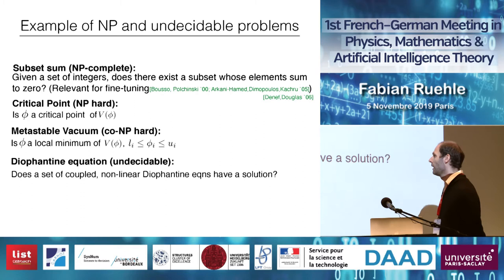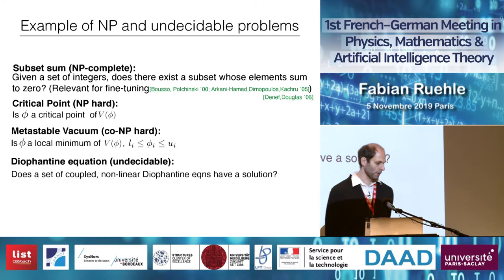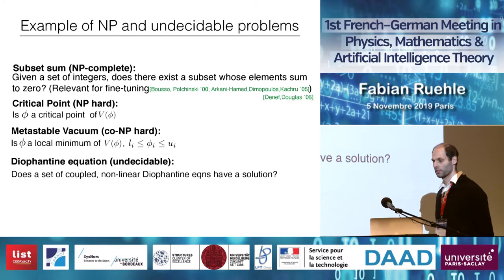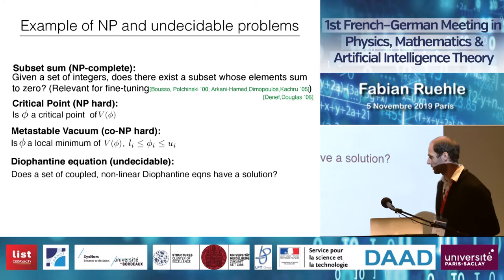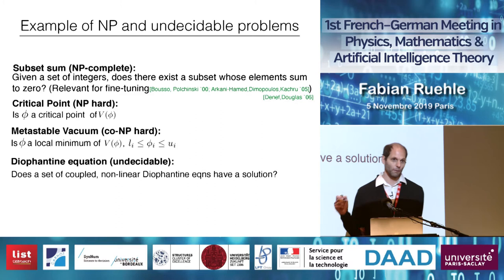And then there are the Diophantine equations. Diophantine equations are equations with integer coefficients which you're trying to solve over the integer domain. If you ask the question, does a set of coupled nonlinear Diophantine equations have a solution? This is in fact undecidable. This was Hilbert's 10th problem, only proven not so long ago. And this is very relevant for string theory.